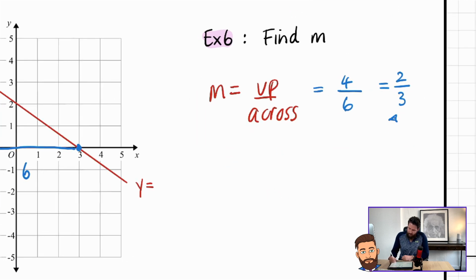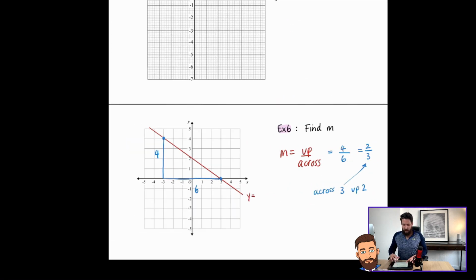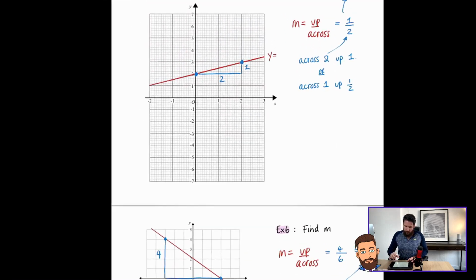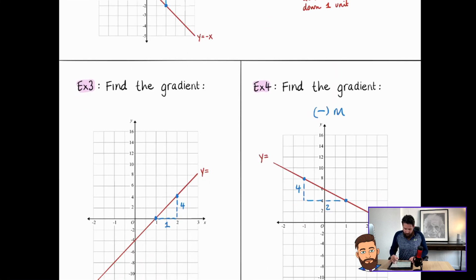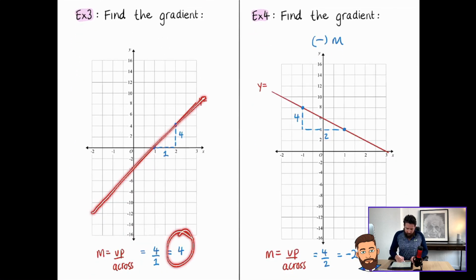What does that mean? That means you go across 3 and then up 2. The gradient is 2/3. So what have we seen here? If we compare this gradient here, this gradient's a half. Look how steep this line is, right? If we look at this line, it's about that steep. And if we look at a line with a gradient of 4, yeah, we found the gradient here is 4. What could you say? That it is way steeper. So a lot steeper.